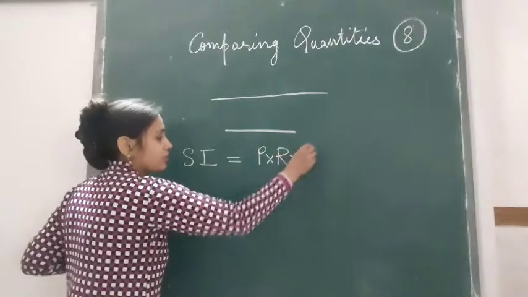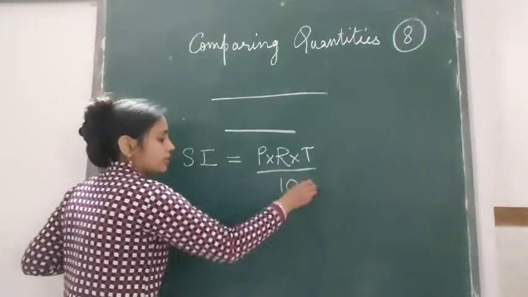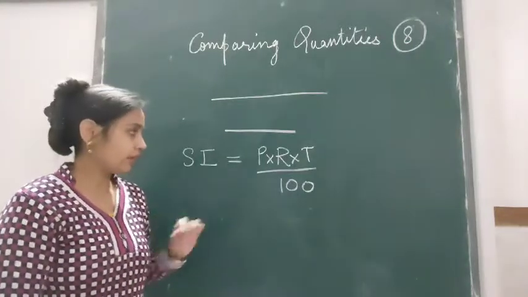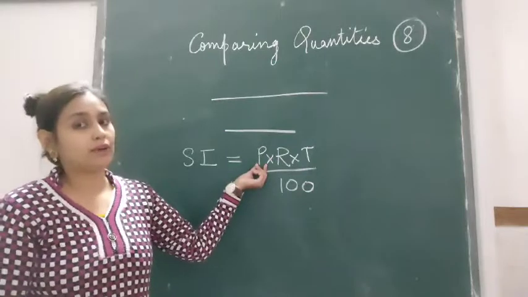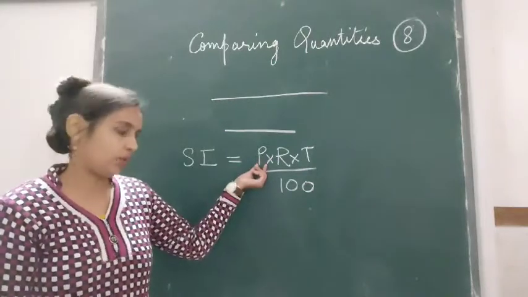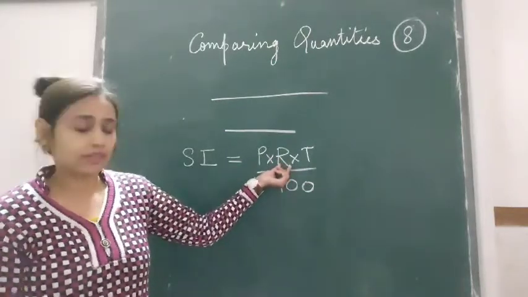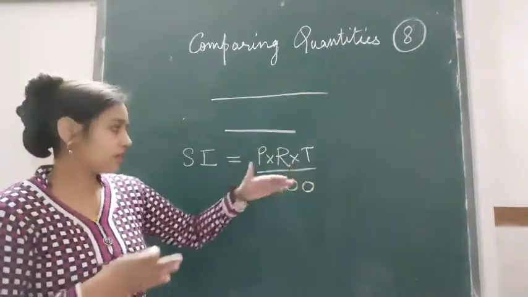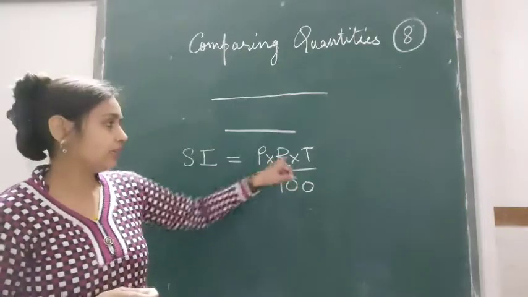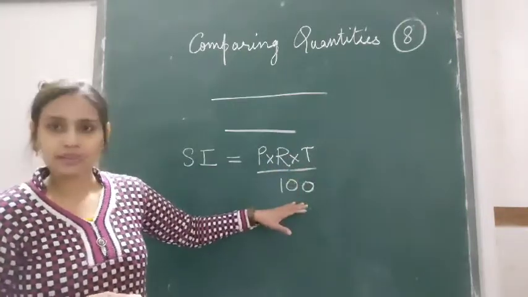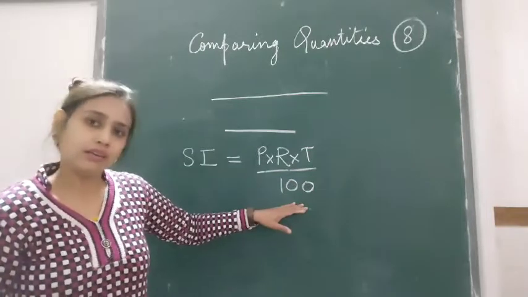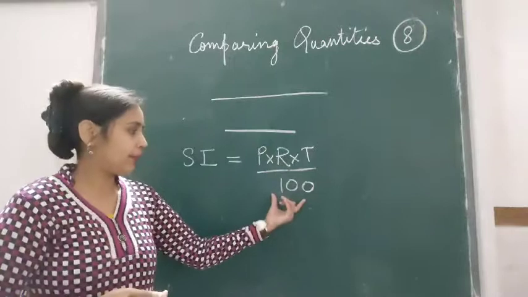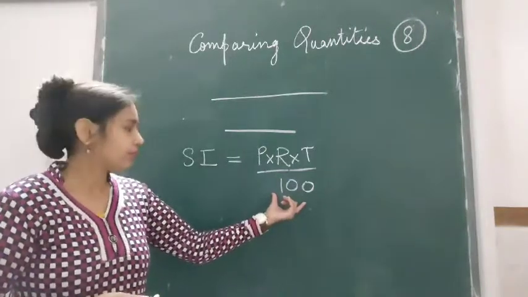P into R into T by 100 is actually simple interest, right? Where P is the principal, the amount which we borrow or take, R is the rate, at what rate, like for example the bank always has a benchmark of rates for giving the money, then T is the time, divided by 100, and that's how we get the percentage. So simple interest is P into R into T by 100. Got it?